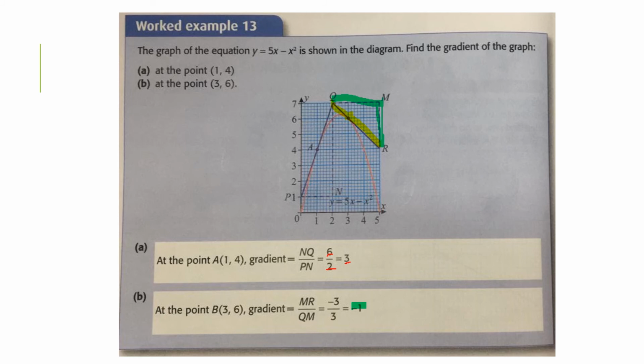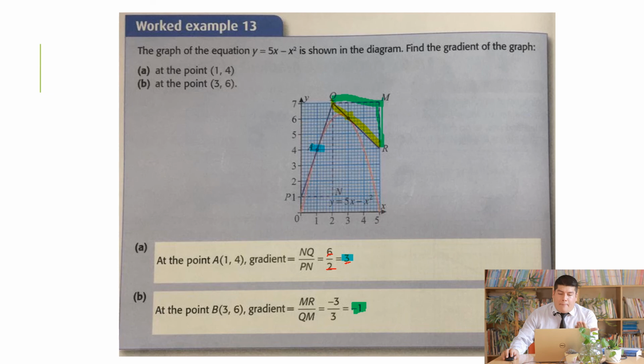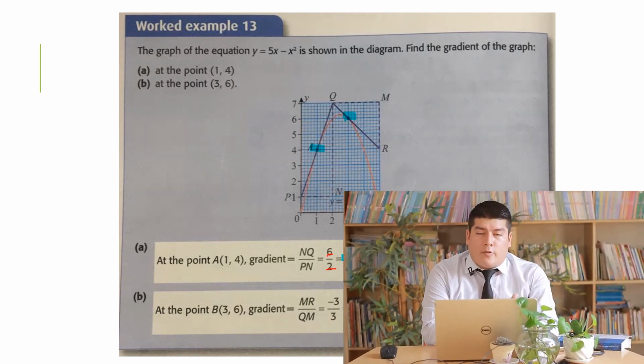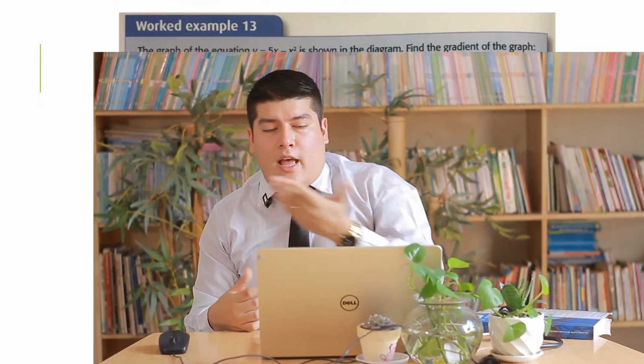As you can see, here we have the -1, and here we have the number 3. This dot on the curve has a positive gradient as it is going up. On the other hand, we have this dot on the curve, this one, and it's going down. So it's logical that the gradient at the point 1.4 is positive as it goes up, and the gradient at the point 3.6 is negative as it comes down.